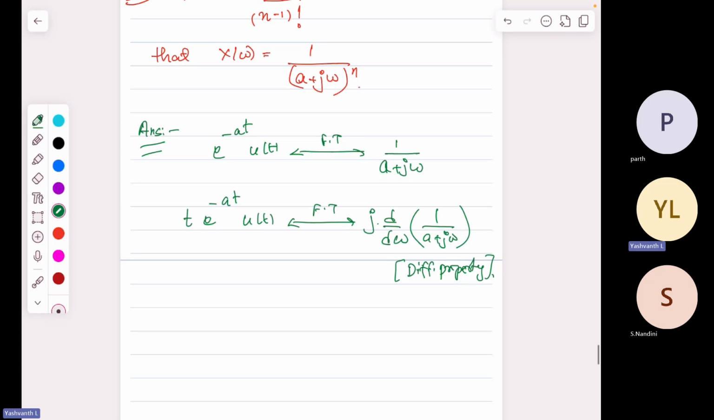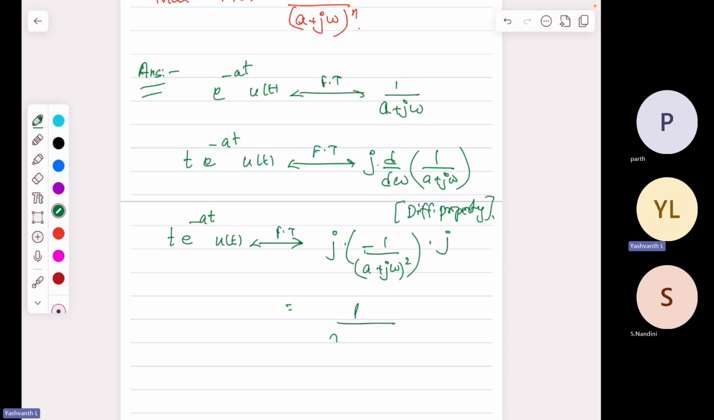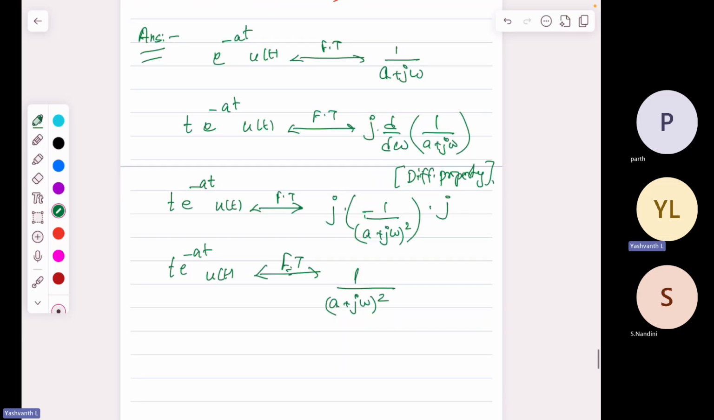Okay, that is nothing but t into e power minus at u of t has a Fourier transform j into d by d omega of 1 by a plus j omega, which is minus 1 by a plus j omega the whole square into j, and this only we saw that it is equal to 1 by a plus j omega the whole square. So t into e power minus at u of t will have the Fourier transform 1 by a plus j omega the whole square.